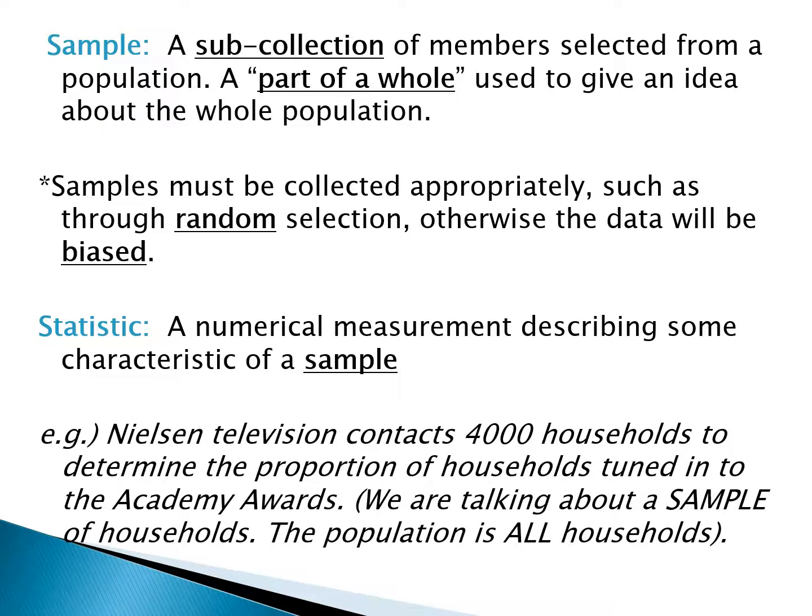Okay, for example, Nielsen Television contacts 4,000 households to determine the proportion of households tuned into the Academy Awards. In this case, we're talking about just a part of the whole. We're not talking about all of the households, all of the televisions. We're just talking about a portion of them. That makes this a statistic instead of a parameter.